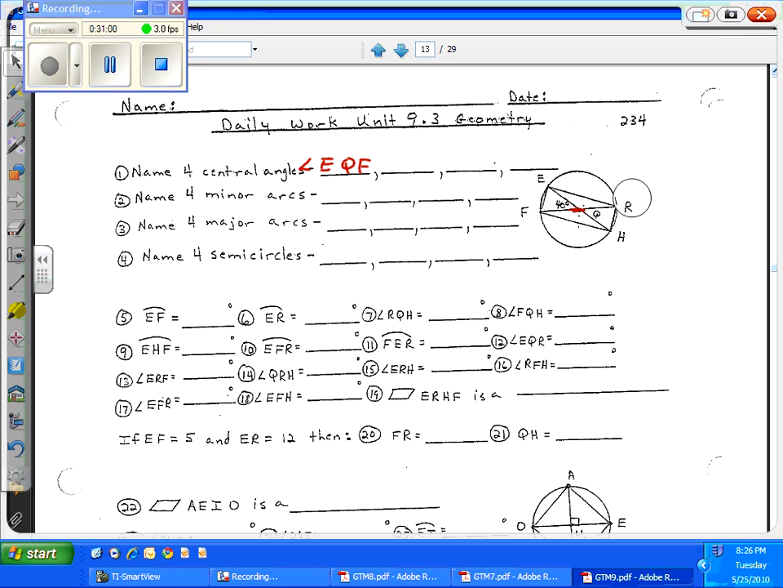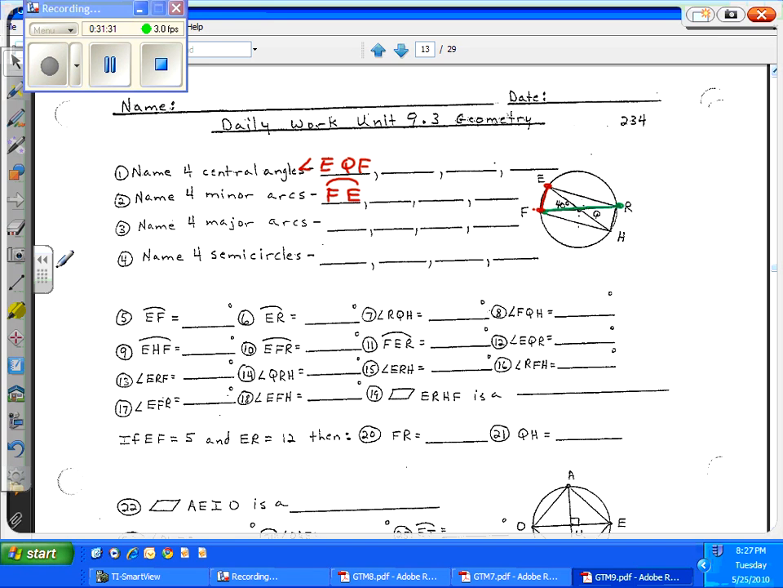And you could name the others. If you want to name a minor arc, then what we want to do is think about a diameter. A minor arc would be less than a semicircle, and a diameter makes a semicircle. So one minor arc would be from F to E because it didn't make it all the way around to the end point of that diameter. So arc FE is a minor arc.